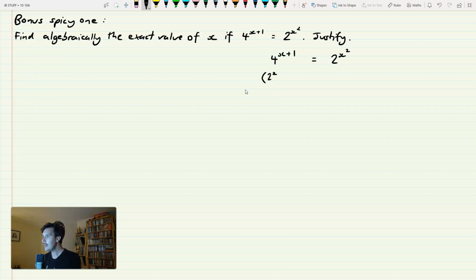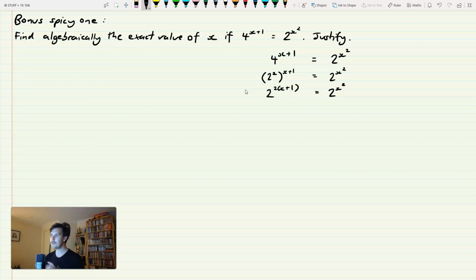why in a moment. So I can rewrite 4 to the power x plus 1 as 2 squared to the power x plus 1. And that's equal to 2x to the power 2, like this. Okay, so now if I use my prior knowledge of index laws here, I'm going to rewrite that as 2 to the power 2 bracket x plus 1, and that's equal to 2x to the power 2.